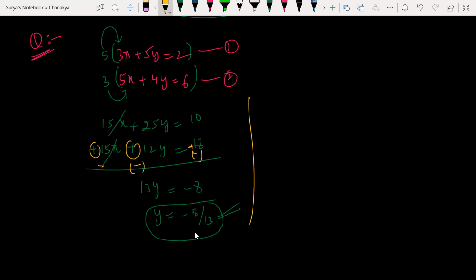Now I'll be writing minus. Yes or no? Let's say now the y value I got, right? The y value is minus 8 by 13. If you straight away take the y value and substitute in this equation, you will get the x value. As simple as that. Yes or no?